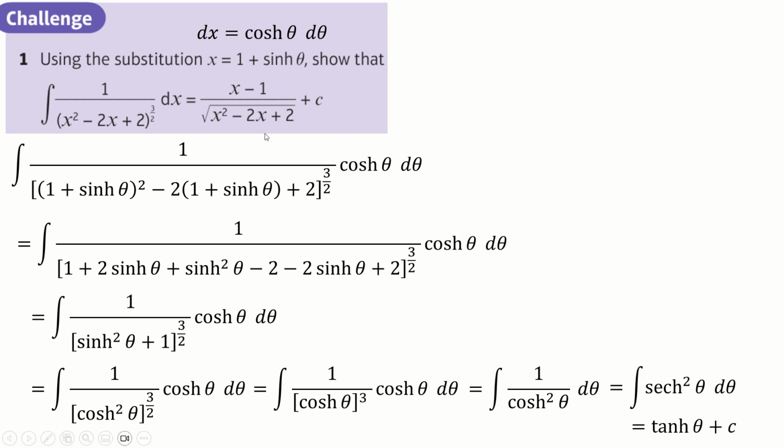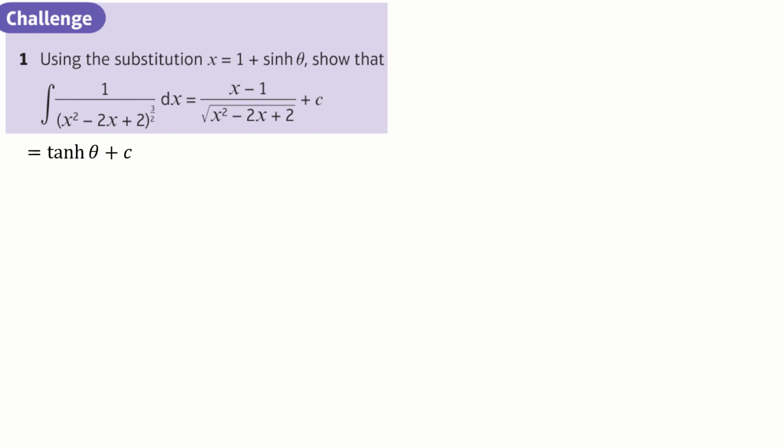Now that's not what they asked you to get, so we're going to need to put the thetas back in, or the x's back in, to replace for theta. Now tanh is sine over cosh, as we have seen before. But of course, sine is just x minus 1, so that replaces immediately. Cosh is a bit more difficult to deal with. Let's take away the 1. So that's where this is going to get replaced from, to make an x minus 1.